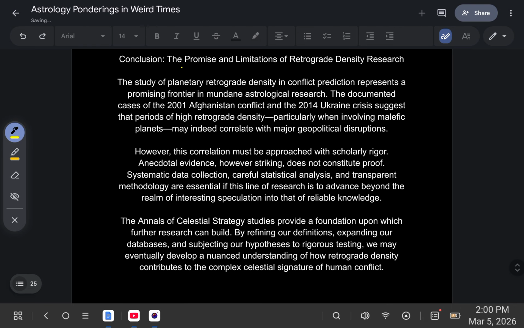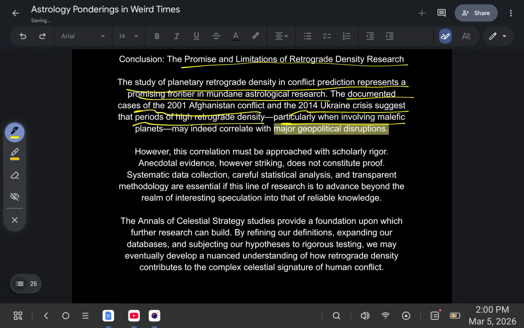And we conclude with the promise and limitations of retrograde density research. The study of planetary retrograde density and conflict prediction represents a promising frontier in mundane astrological research. The documented cases of the 2001 Afghanistan conflict and the 2014 Ukraine crises suggest that periods of high retrograde density, particularly when involving malefic planets, may indeed correlate with major geopolitical disruptions.